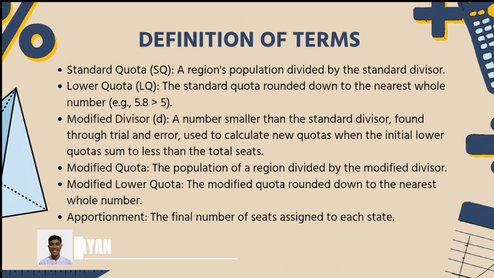So before anything, let's define some important terms. First is standard quota. It is the population of a region divided by a standard divisor. Second is lower quota. It is a standard quota that is rounded down to the nearest whole number. So for example, if the quota is 5.8, the lower quota becomes 5.